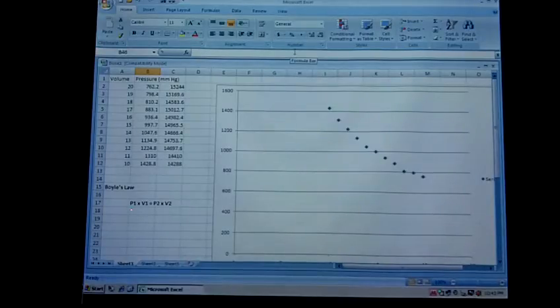So Boyle's law is then P1 times V1 is equal to P2 times V2. Again, the product of the pressure and the volume in one situation is equal to the pressure times the volume in the second situation, and so on, and that's equal to a constant.